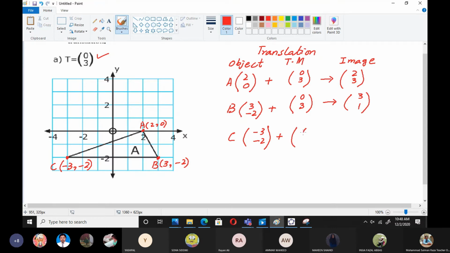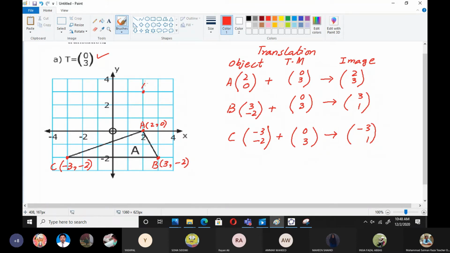And when I'm adding the translation matrix over here, I get minus 3 and 1. I am going to translate the object A, with my new translation matrix, to the image 2 and 3. So guys, this is 2 and this is 1, 2, 3. So 2 comma 3 is here.